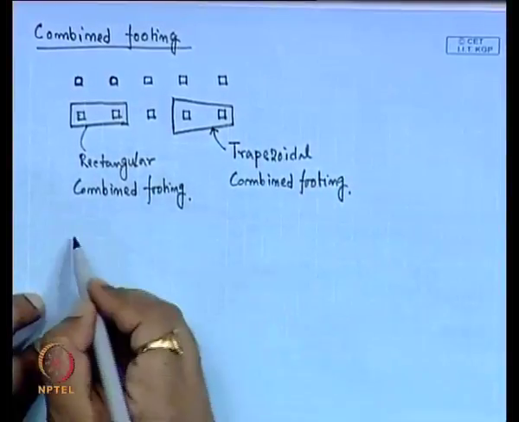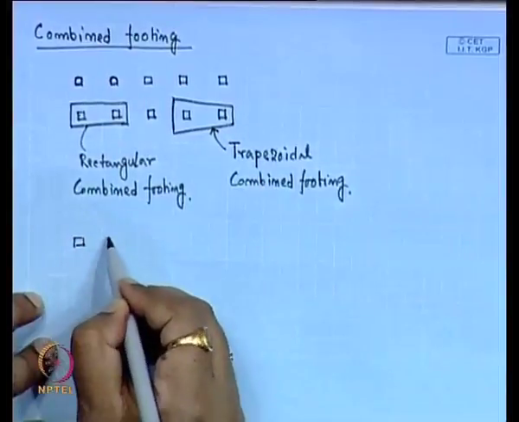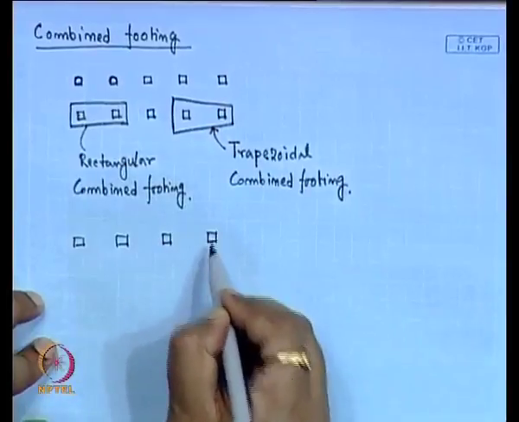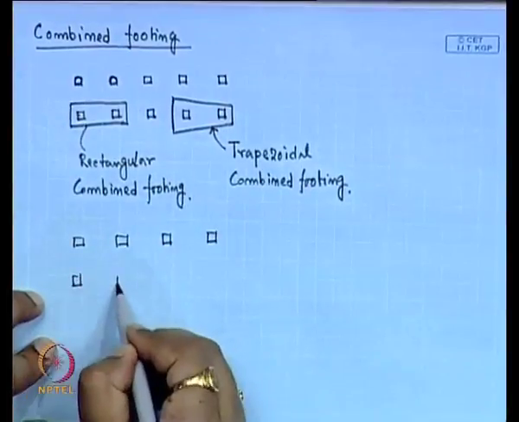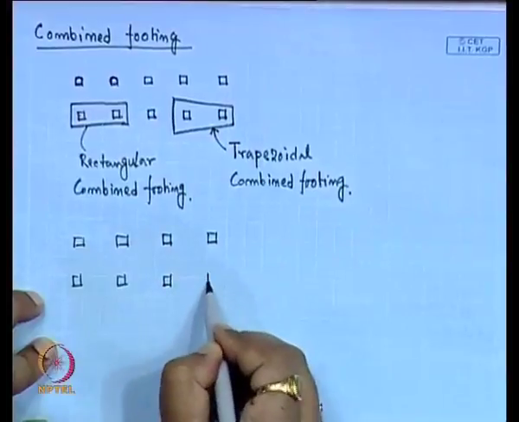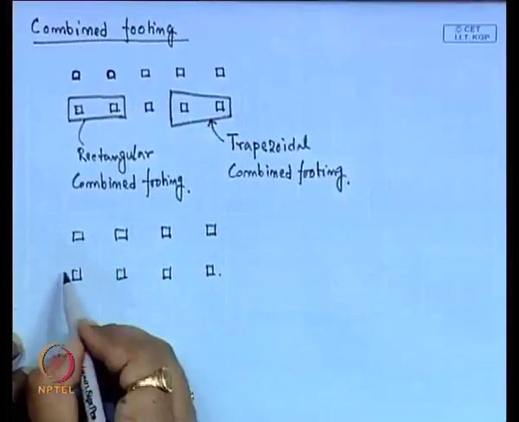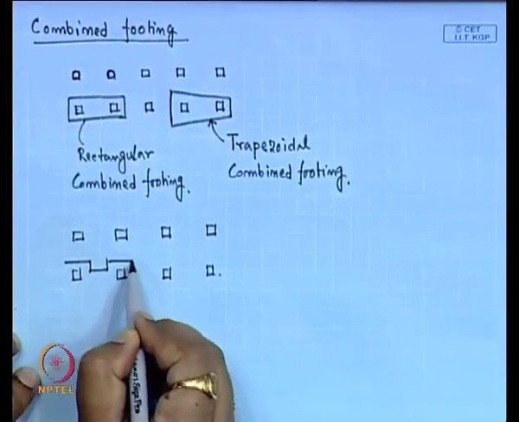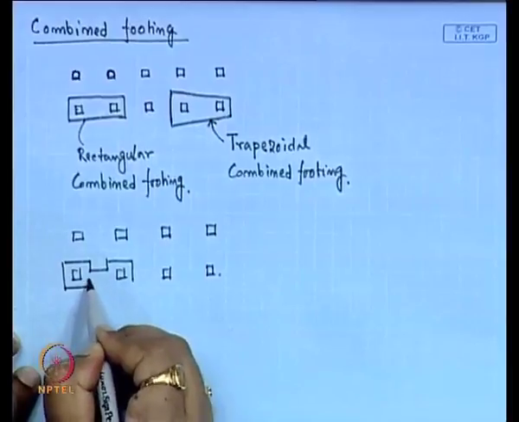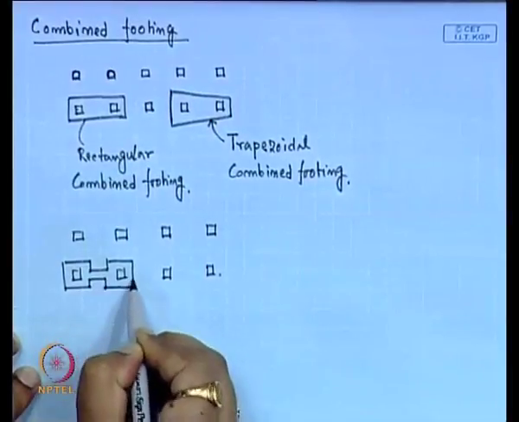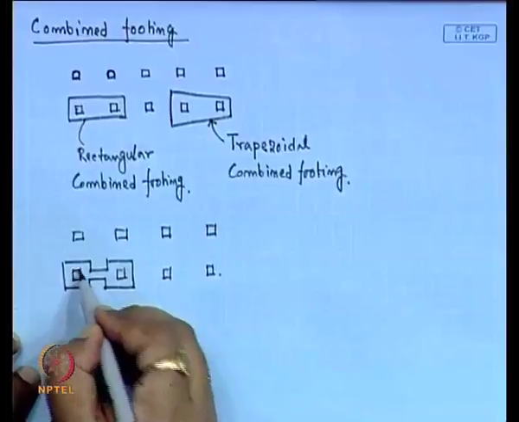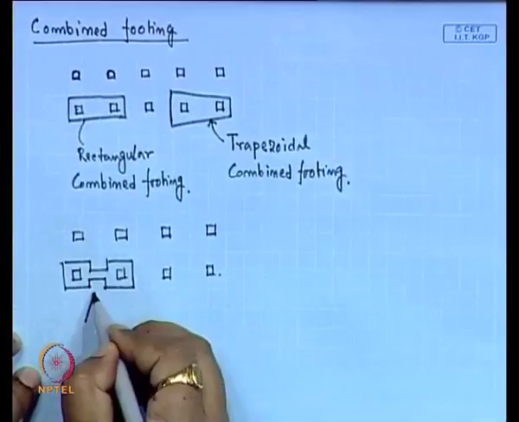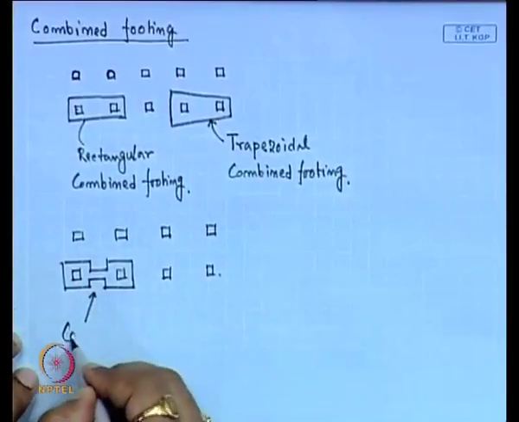Now, similarly, suppose these are other column arrangements, where sometimes we can use this type of footing also. Here also these two columns are combined in a single footing. Now, this type of footing is called a cantilever footing.